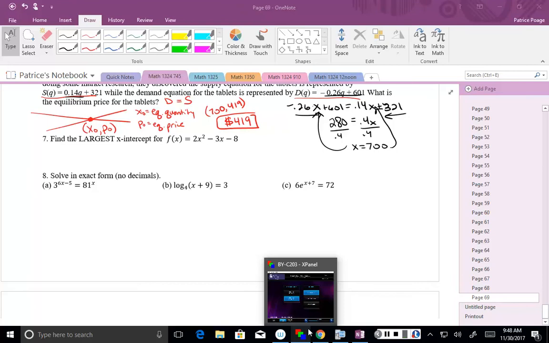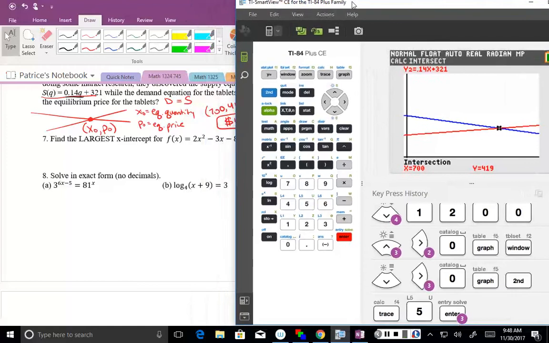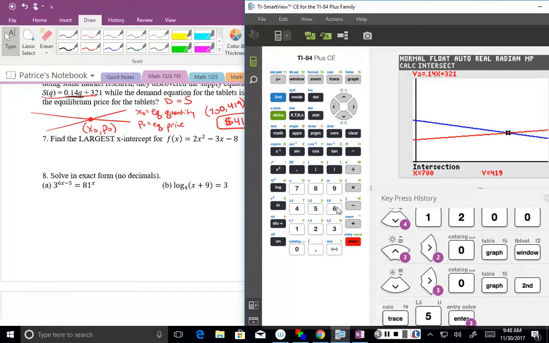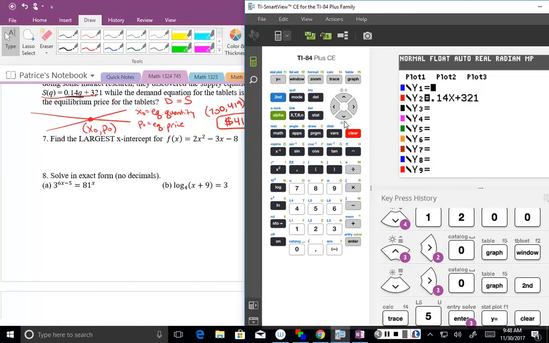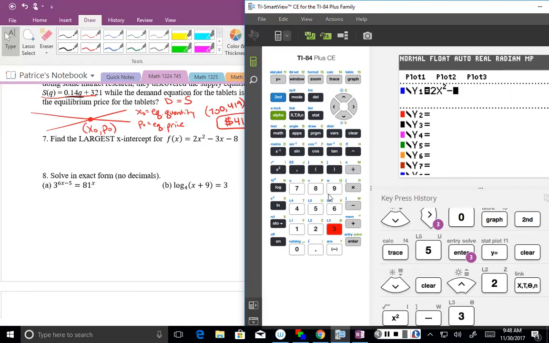Number 7, find the largest x-intercept for this graph. So I'm going to graph it and see what it looks like. 2x squared minus 3x minus 8. So y equals 2x squared minus 3x minus 8.